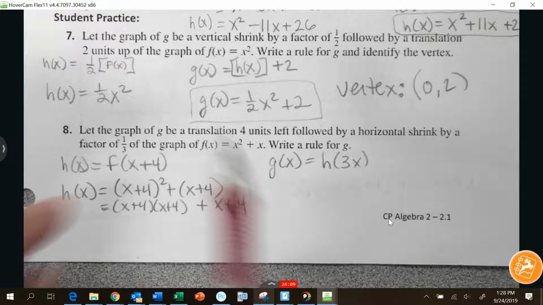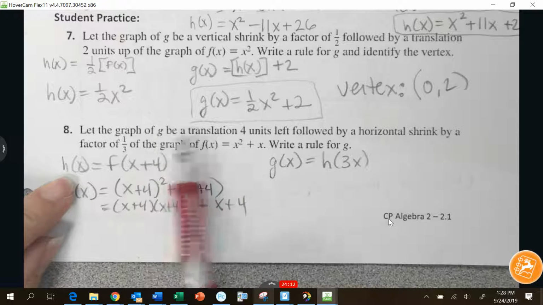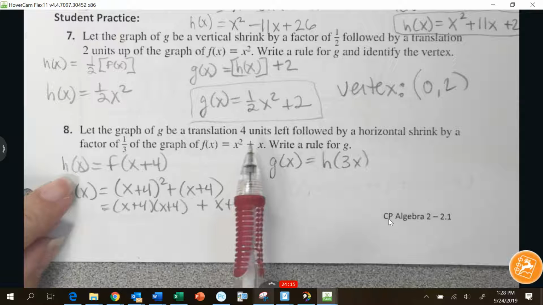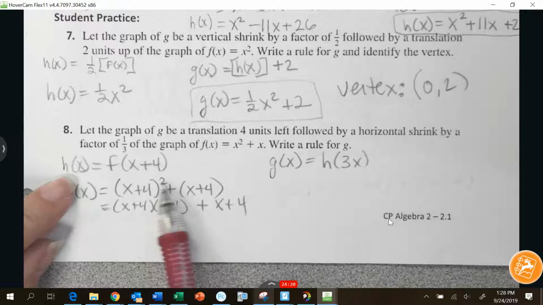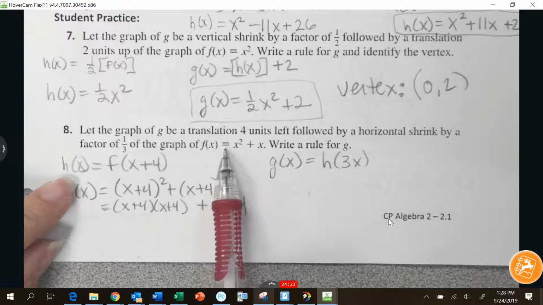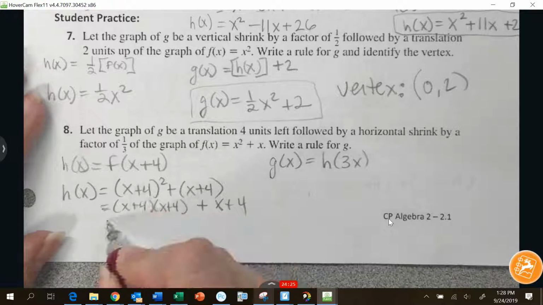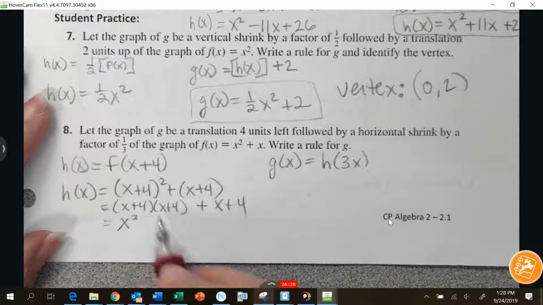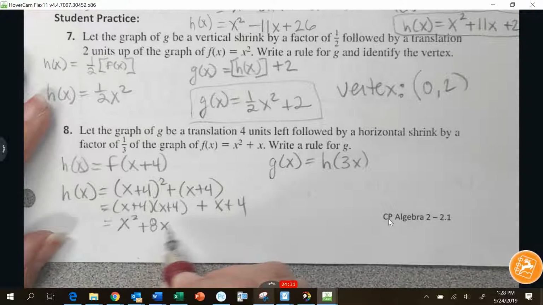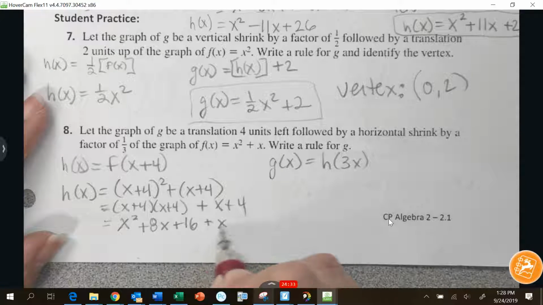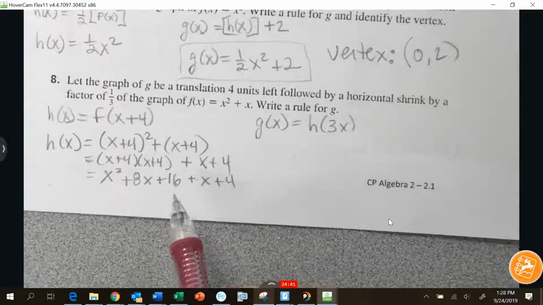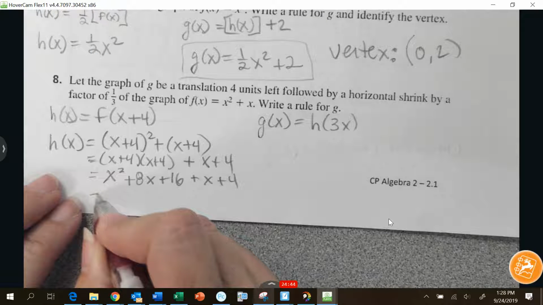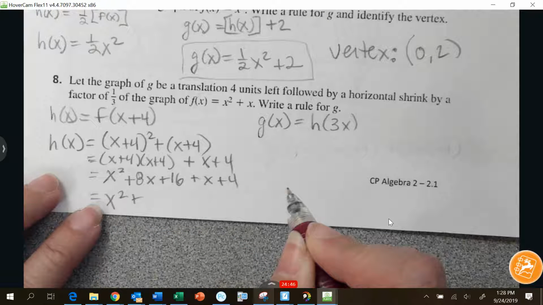Oh, I'm sorry. Let me go back. What I had to do up here is this said to translate 4 units left. So every place that I see an x, which is in multiple spots, I had to put in x plus 4. Now I'm squaring the x plus 4, and I can do that fast because I'm the teacher and I know how to do it. You guys would be using your box method or your FOIL method to do this. When you're squaring, yeah, there's a shortcut. And then from here, combining like terms, I get x plus x.